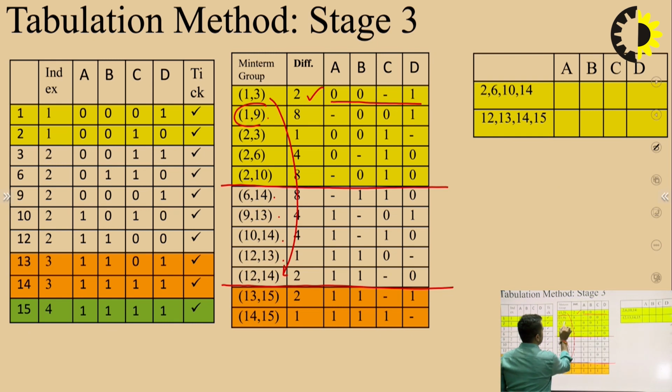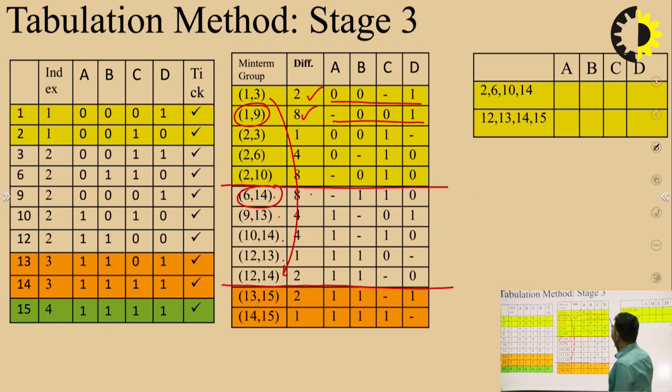1, 9, difference is 8. Same difference 8: 6, 14. So 1, 9 is dash, 0, 0, 1 and 6, 14 is dash, 1, 1, 0. Again they are differing by more than 1 bit. No grouping will be formed. Further, 2, 3, difference 1, and 12, 13, difference 1. So 2, 3, 12, 13 gives 0, 0, 1, dash and 1, 1, 0, dash. Again, they are differing by more than 1 bit. Need not write. Proceeding further, 2, 6, difference 4, and 9, 13. Again, you can check, they are not making a group.